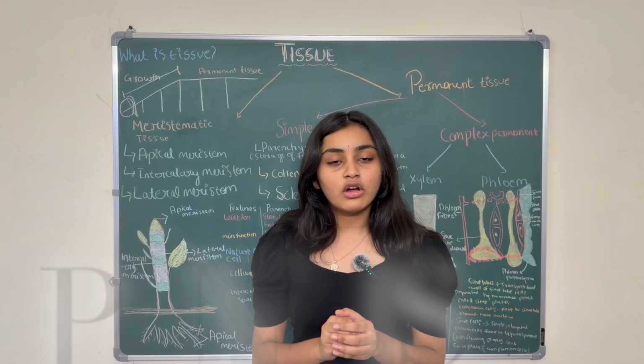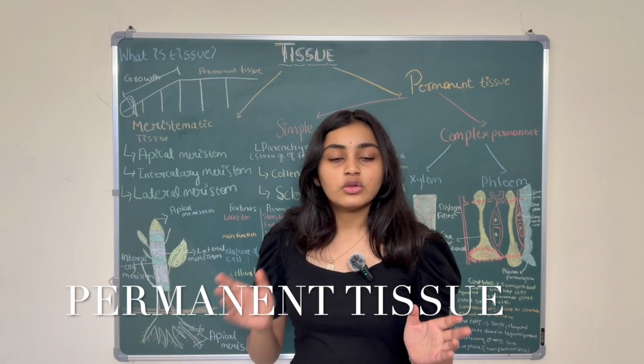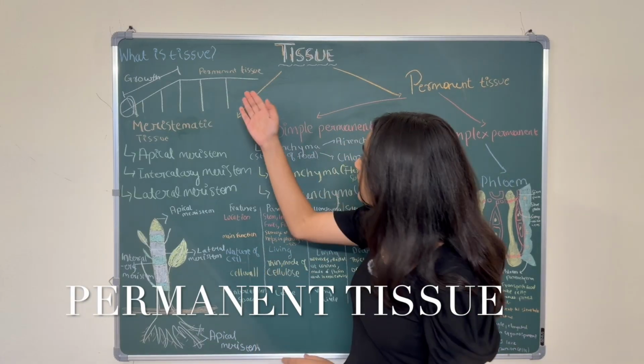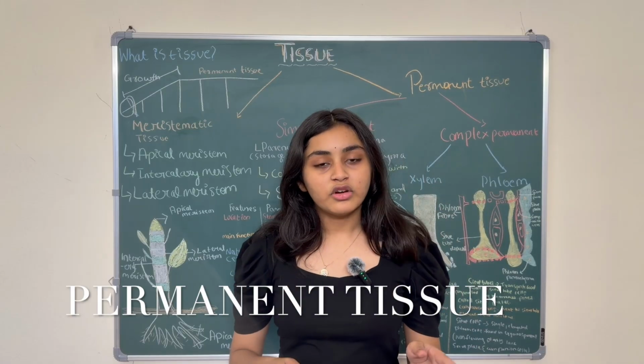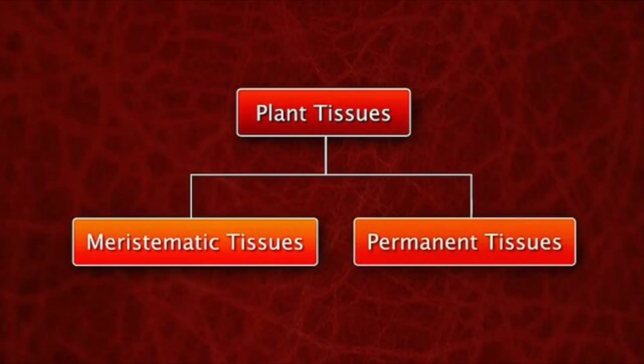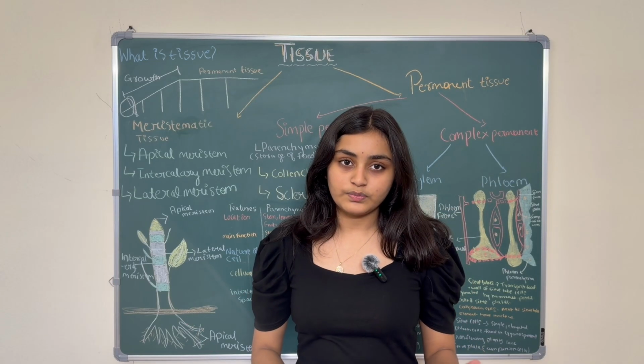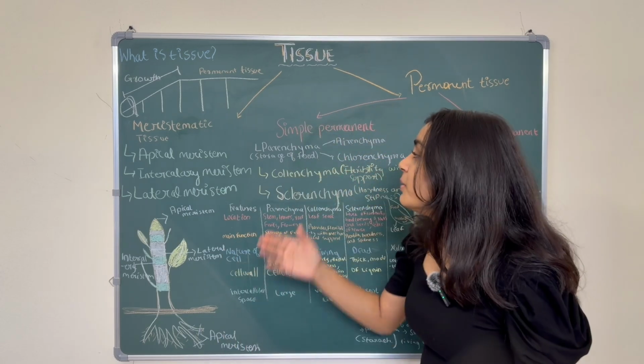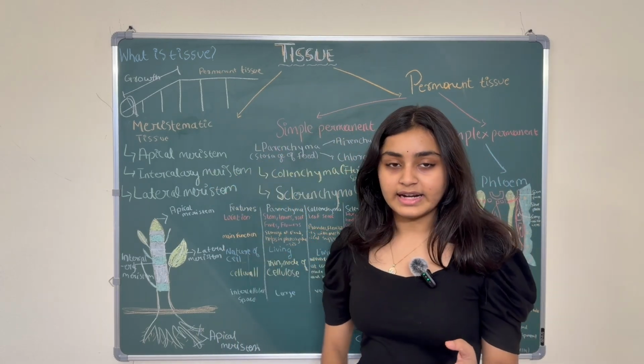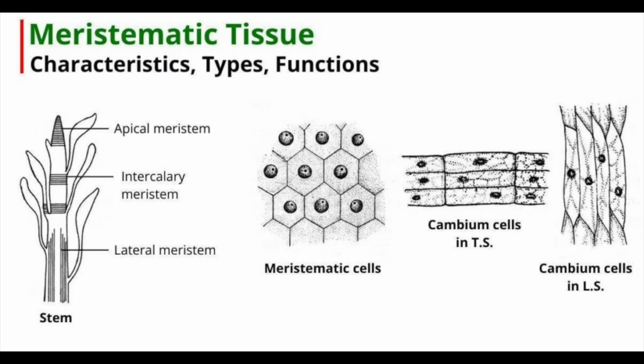The tissue that is no longer responsible for growth is called permanent tissue. So tissue is classified into two types: meristematic tissue and permanent tissue. Now we will look into meristematic tissue. It is further divided into three types: apical meristem, intercalary meristem, and lateral meristem.